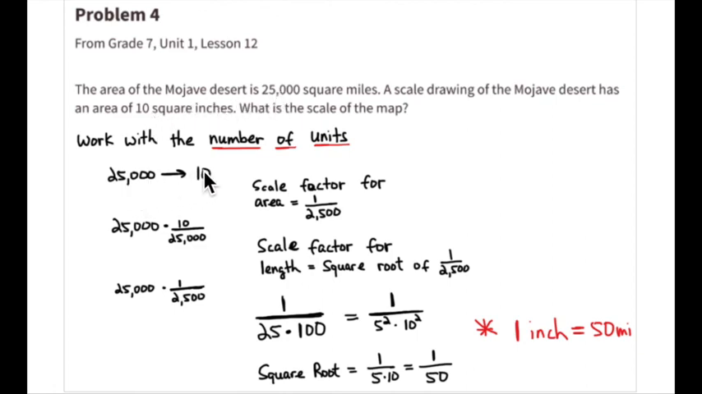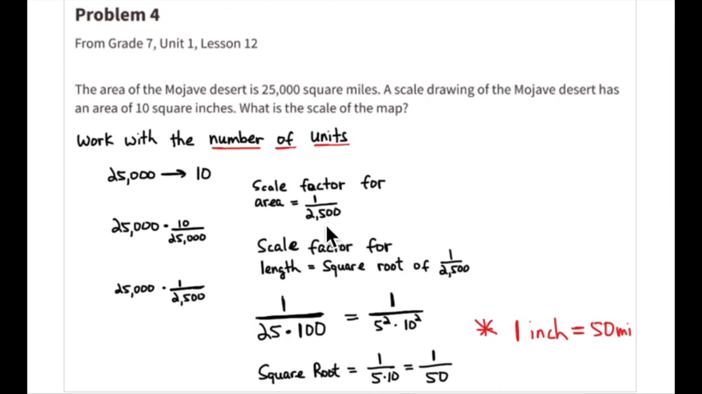Well, if I want to keep the 10 and get rid of the 25,000, I can multiply by 10 divided by 25,000. And that's the same as 1 over 2,500. So 10 over 25,000 is the same as 1 over 2,500. So this becomes the scale factor for the area. 1 over 2,500 times 25,000 gets you to this 10 square inches. So the scale factor for the area is 1 over 2,500.